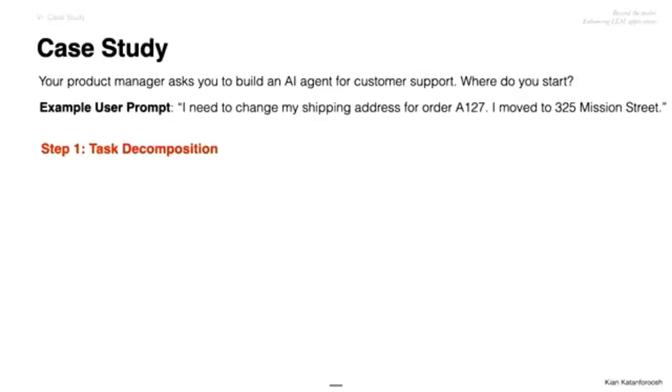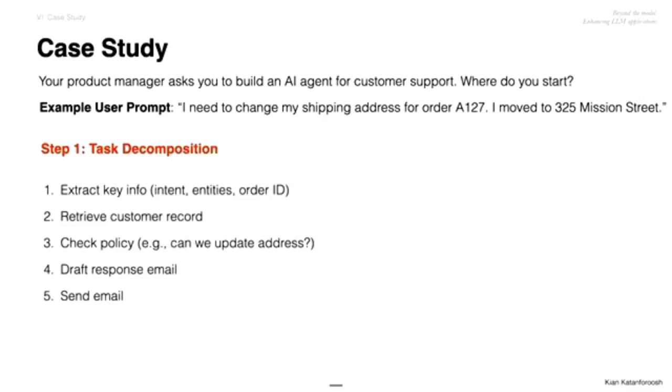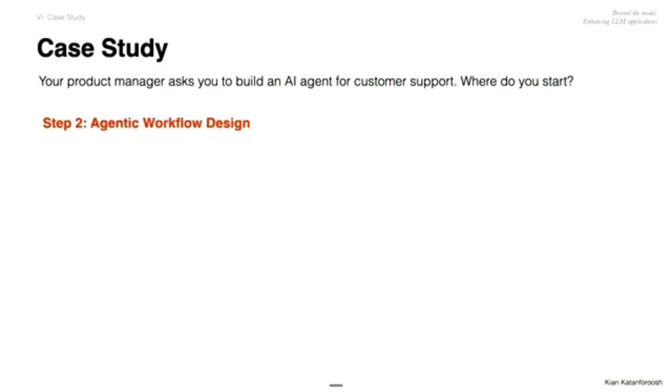So let's say we've done that work and we have this list. I'm simplifying, but the customer support agent, a human, would typically extract key info, then look up the database to retrieve the customer record, then check the policy. Are we allowed to update the address, or is it a fixed data point? And then draft a response email and send the email. Okay, so we've decomposed that task. Once you've decomposed that task, how do you design your agentic workflow?